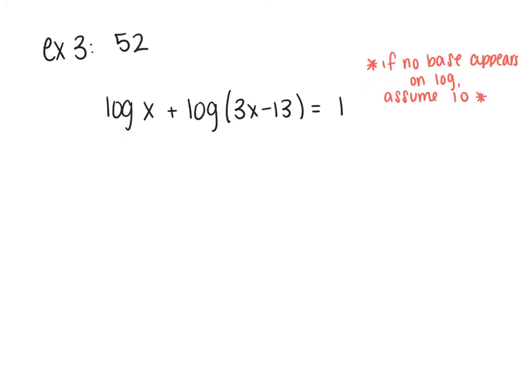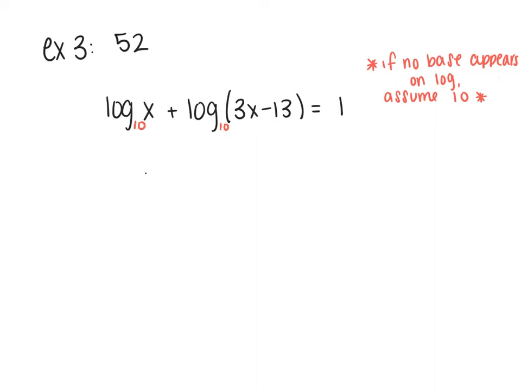So here's my next example. Log x plus log 3x minus 13 equals 1. Now I can't go straight to the inverse operation because on the left I have 2 logs. So first I need to condense those. I need to shrink them down to 1, and then I can go to the inverse operation. You'll see my note off to the right. I don't see a base, so I'm assuming that it's a base 10. Now you don't necessarily have to write it in there, but assuming it's base 10.